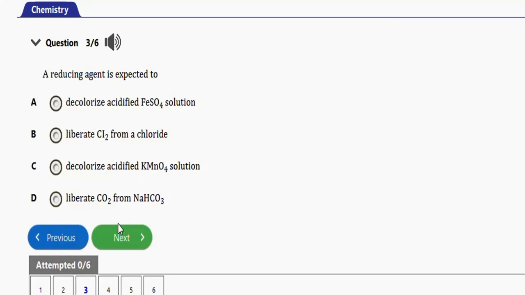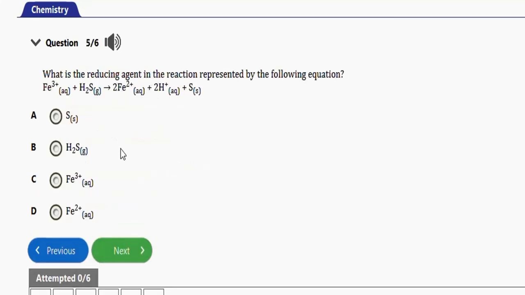The next repeated question will be this one. It says, what is the reducing agent in a reaction represented by the following equation? So the reducing agent basically will be our hydrogen sulfide, because it reduces iron(III) to iron(II). So the right option is option B.